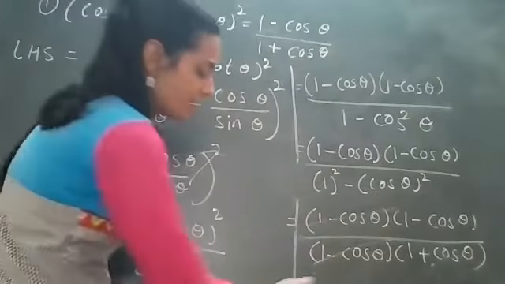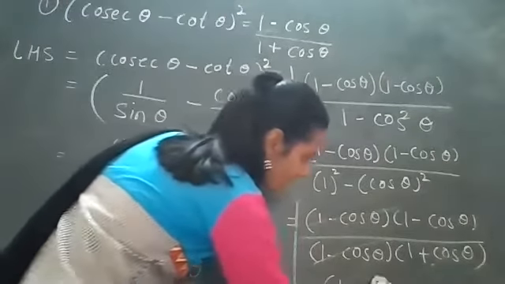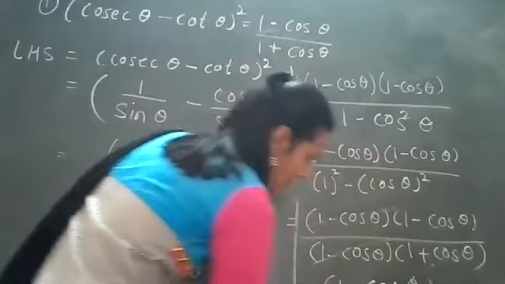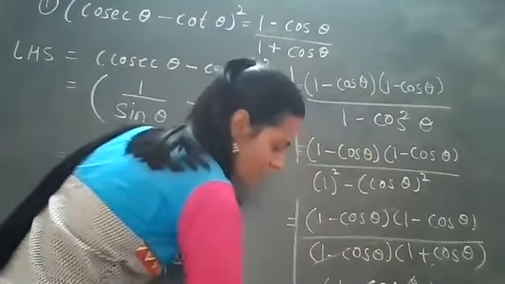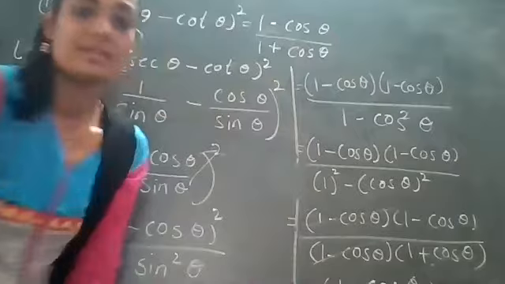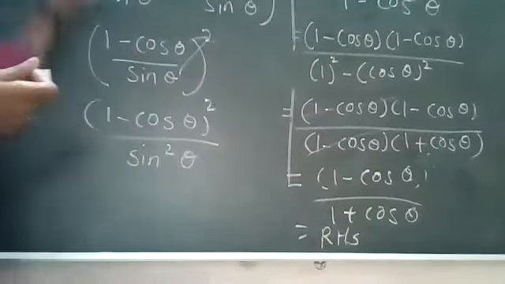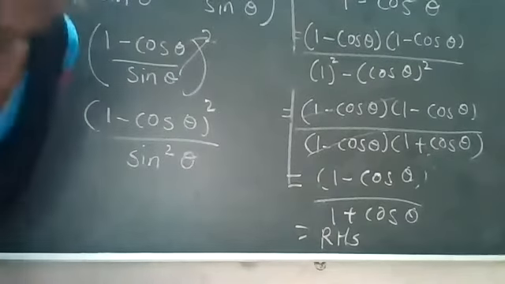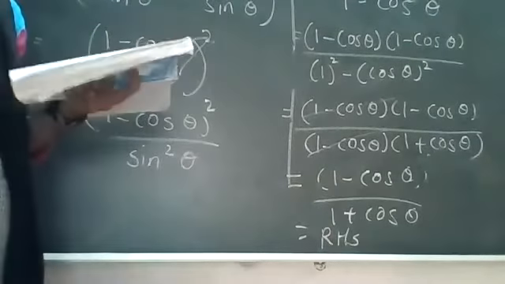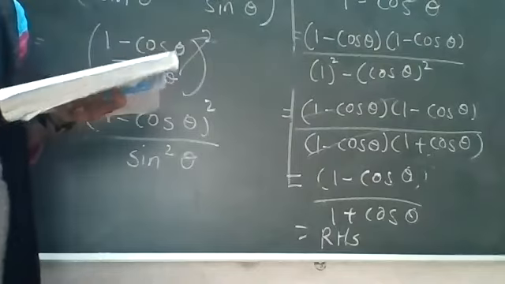Just complete it. Okay, so you will just write 1 minus cos theta upon 1 plus cos theta, and like this way we can prove that this is your RHS. See, after finishing that you have to write that RHS is equal to LHS and the whole statement of the question. Okay? Then only you will get the whole marks.